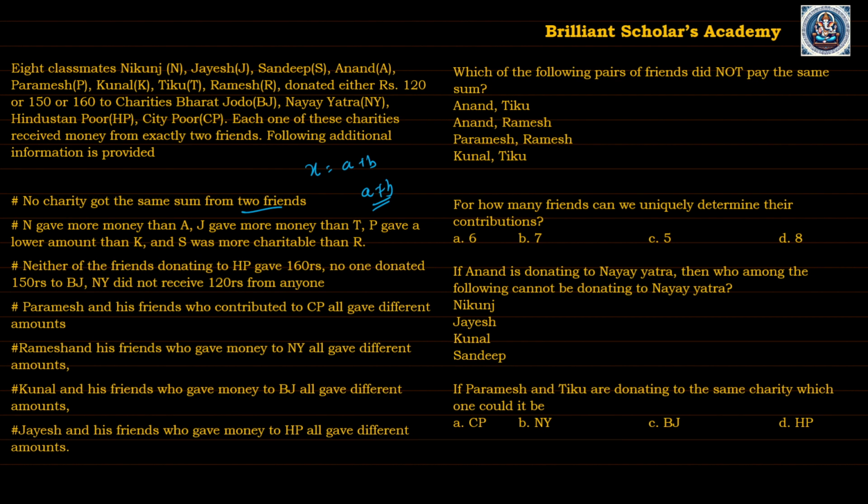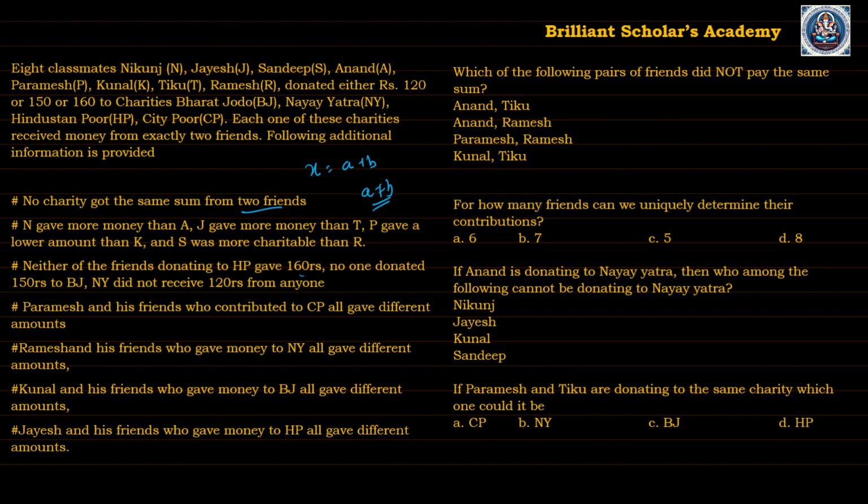Neither of the friends donating to HP gave 160 rupees. No one donated 150 rupees to BJ. BJ is what? Bharat Jodo. Nyaya Yatra did not receive 120 rupees from anyone. So this gives me an idea. There are 3 sums, 3 values. If nobody gives 120 and there must be 2 numbers, they must be 150 and 160. Nobody gives 160 to HP, so they must receive 120 and 150.